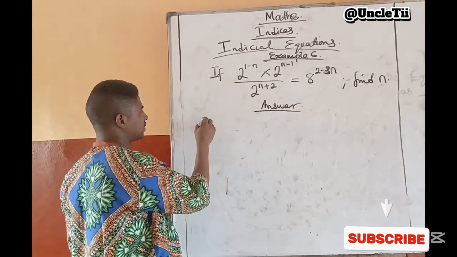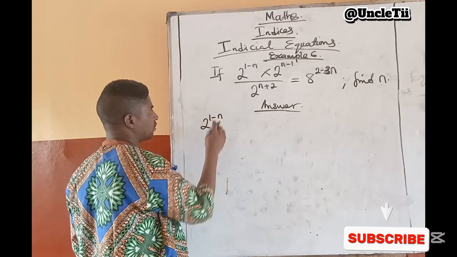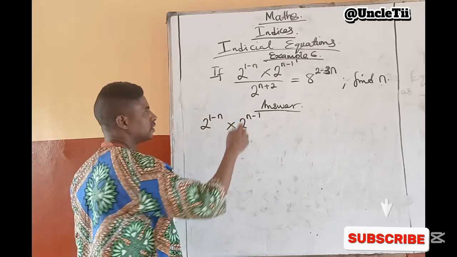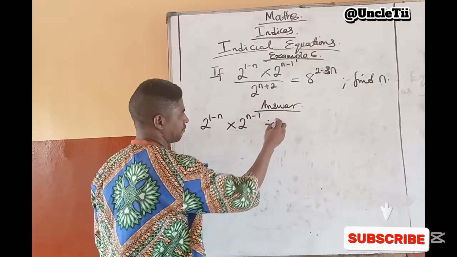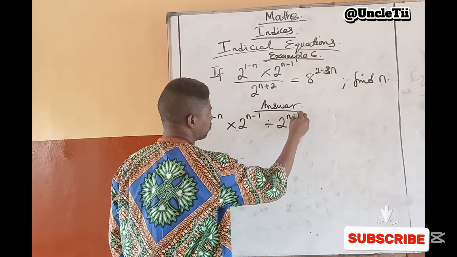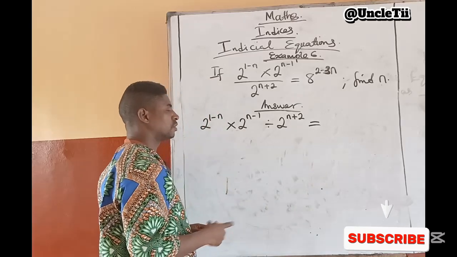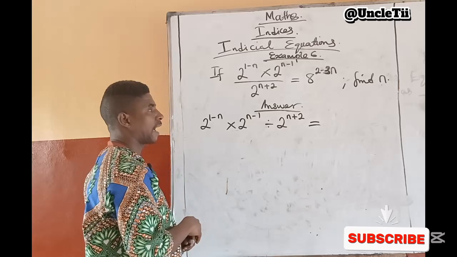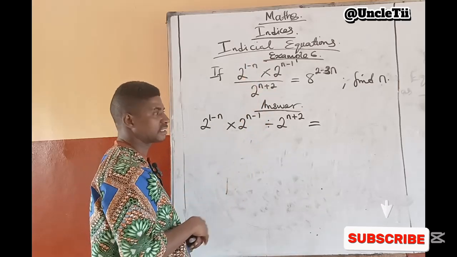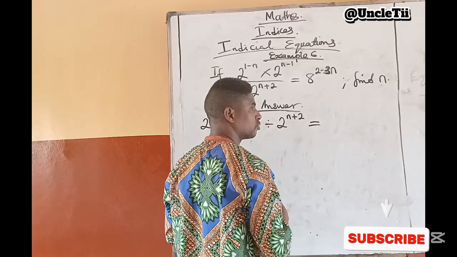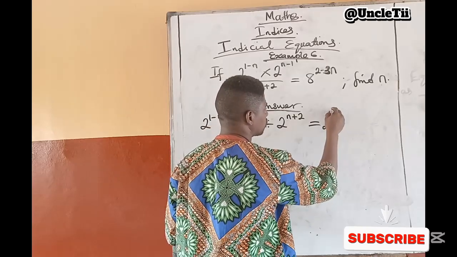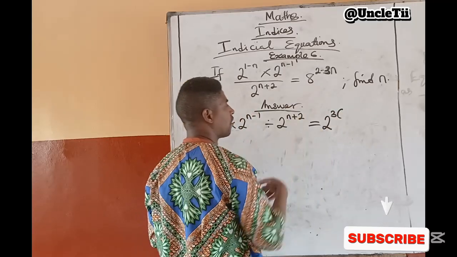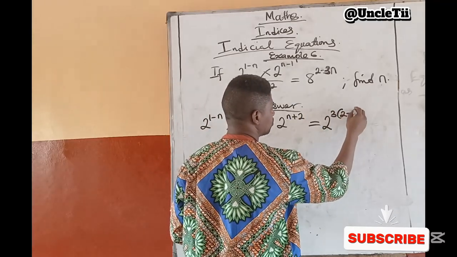First, what we have there is 2 raised to power 1 minus n times 2 raised to power n minus 1, divided by 2 raised to power n plus 2, equal to... Now you can see that the bases on the left hand side are 2. So let's make the base on the right hand side 2 also. So we replace 8, which is a perfect cube, with 2 raised to power 3. That will now multiply the original power of 8, which is a binomial, 2 minus 3n.